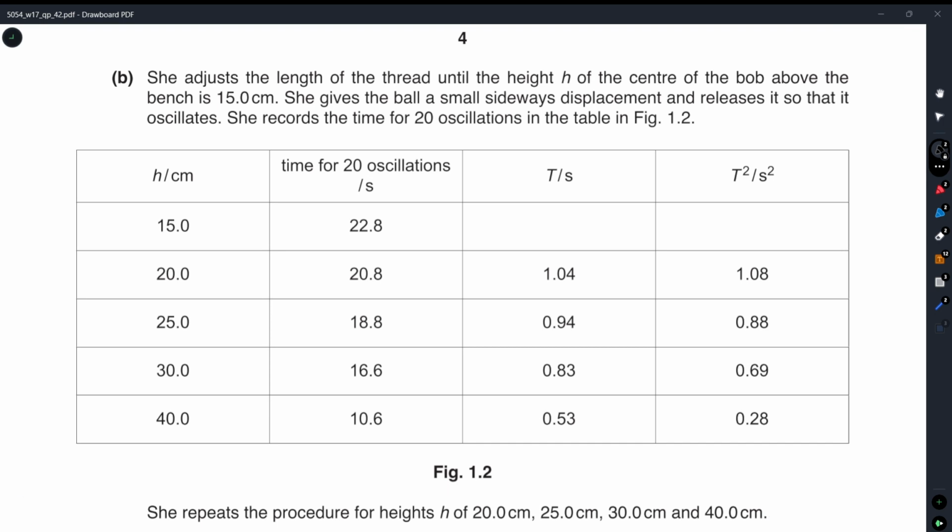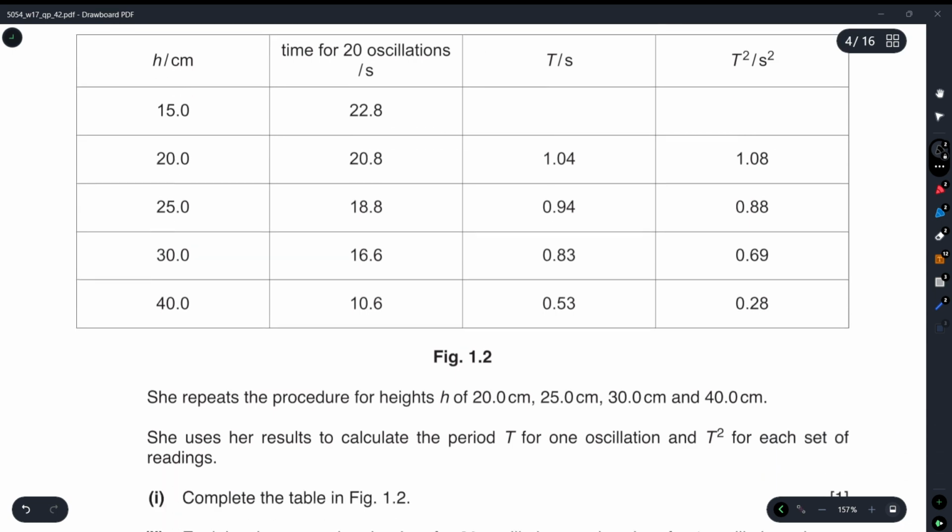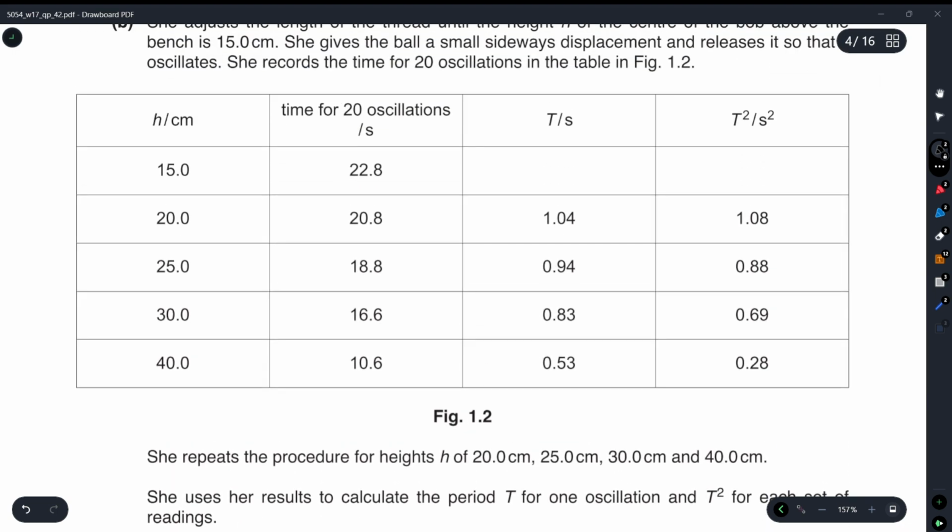Then we have she adjusts the length of the thread until the height h of the center of the ball, blah blah blah. Okay, complete table 1.2, so that's 22.8 divided by 20, so it's going to be 1.14. And then 1.14 का square मुझे calculator से निकालना पड़ेगा. So where is it? 1.14 का square is interesting, 1.15, 1.16.